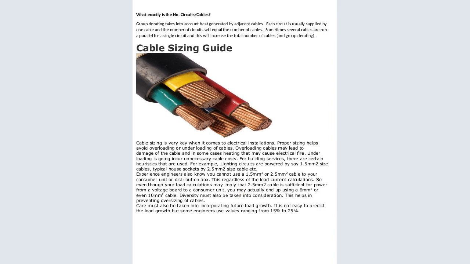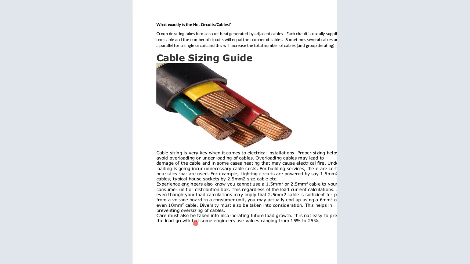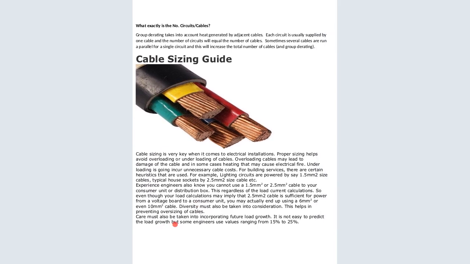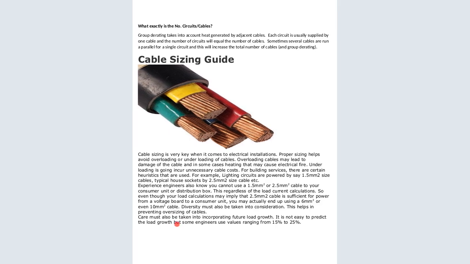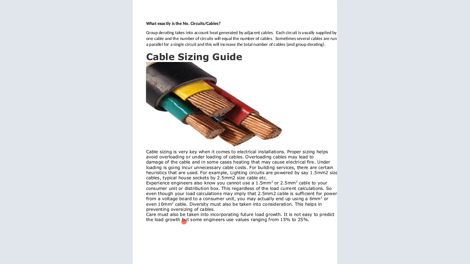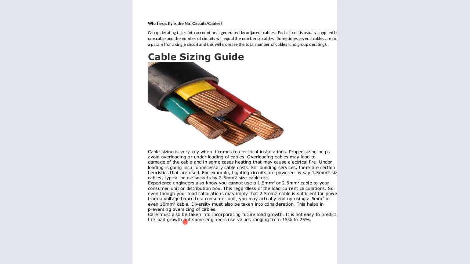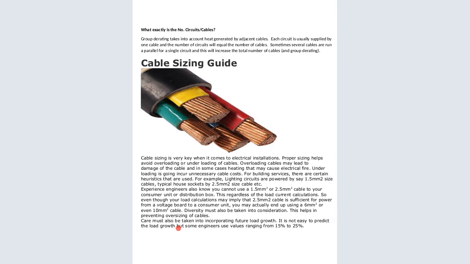Sometimes maybe you want to load. Before you decide which size of cable you are going to use, you have to know the loading. For example, if you have a house, you want to use an iron box, a heater, a cooker, all those heavy things, then the cable sizing cannot just be 1.5. It has to be even more than 2.5 because of the amount of load that you need. So proper sizing helps avoid overloading and underloading of cables. Overloading cables may lead to damage of cables and in some cases heating that may cause electrical fire.